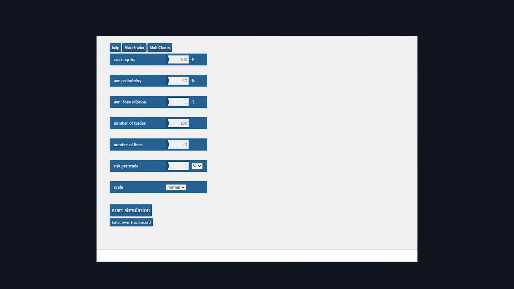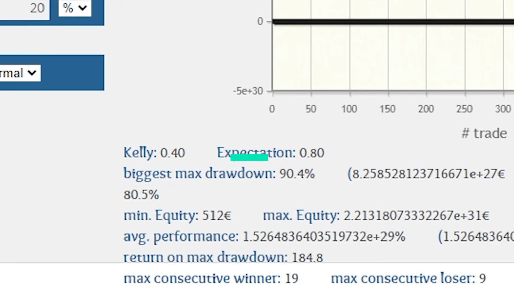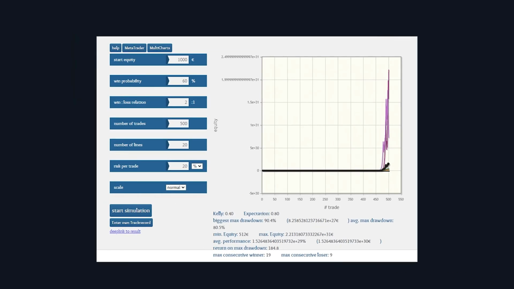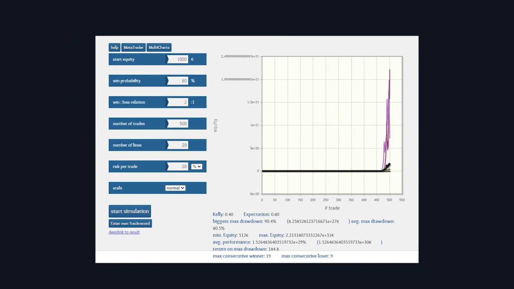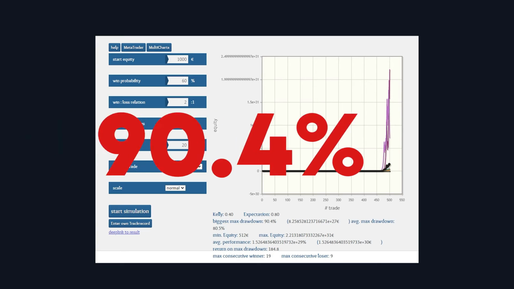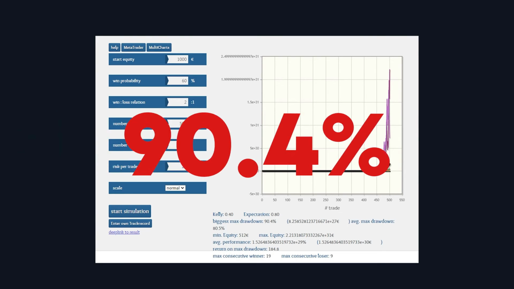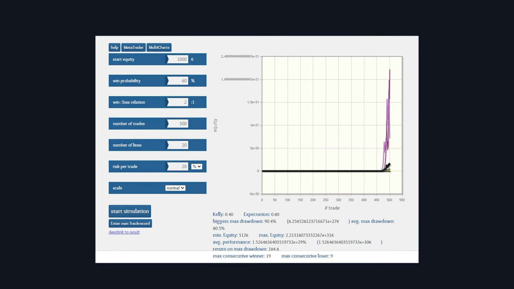This is a trading simulator. So in this example, we're going to start with $1,000, have a win probability of 60%, have 2 wins for every loss, take 500 trades, and finally, we're going to risk 20% per trade. The key stat we're looking at is the biggest max drawdown. If you take a look at this, if we were to risk 20% per trade, we have the potential to lose 90.4% of our portfolio. Gone. Which is absolutely crazy. Could you handle a 90.4% drop in your portfolio?